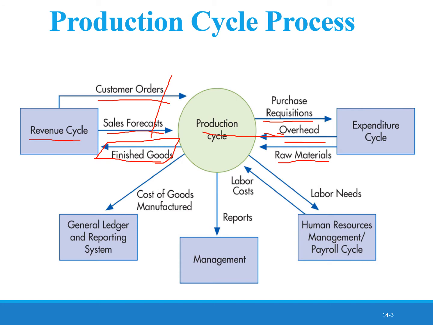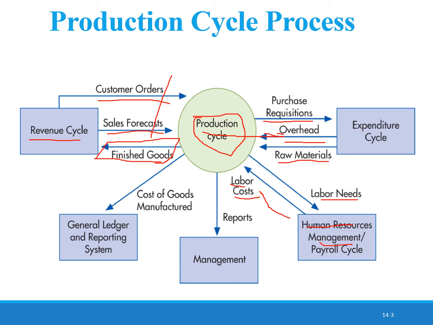Then the production cycle also needs to schedule and plan the production and give an estimate of the labor needs for the production to the human resource and payroll management cycle, and then the human resource or personnel cycle or the payroll cycle will send the labor cost, based on the time card and so on. And then after that we will have the reporting for the production cycle.